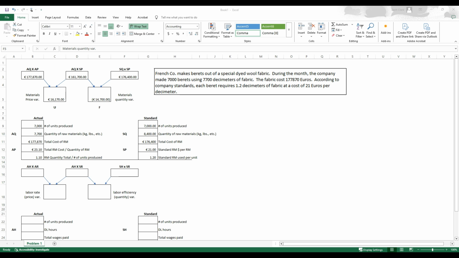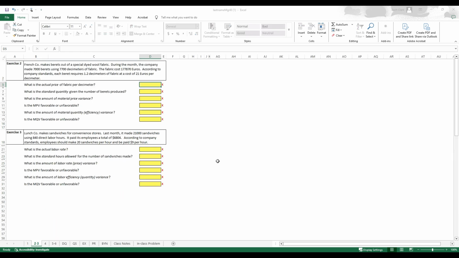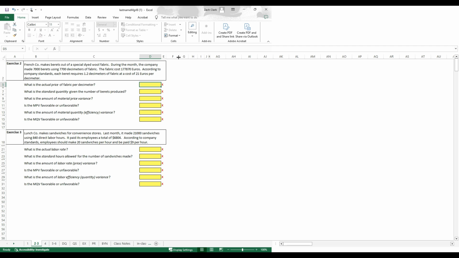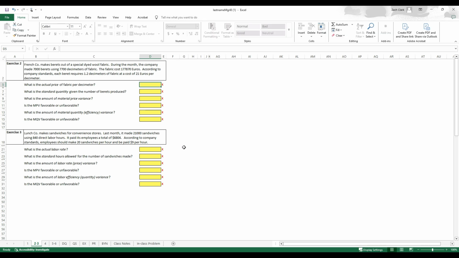Okay, so now let's jump back over to the input screen and take what we've got here and see if it gets us our red X's and all that. Okay, so here we are back to the page with the inputs for our questions, and we've got our work already done off to the side, and that helps us answer all of these questions.